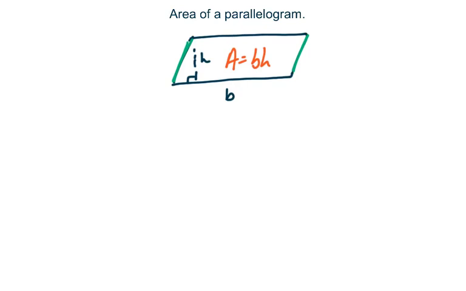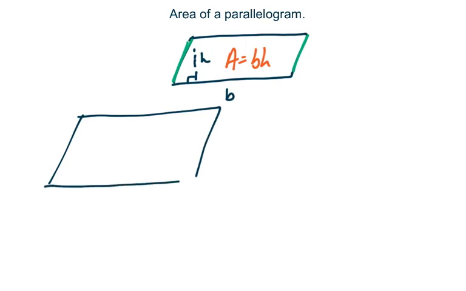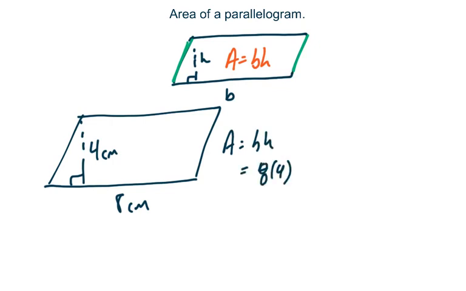So let's give an example here. Let me go ahead and draw us a new parallelogram. And I'm going to tell you this is 4 centimeters and the bottom is 8 centimeters. So we just plug it into our formula. Base times height would be 8 times 4, a grand total of 32 centimeters squared.